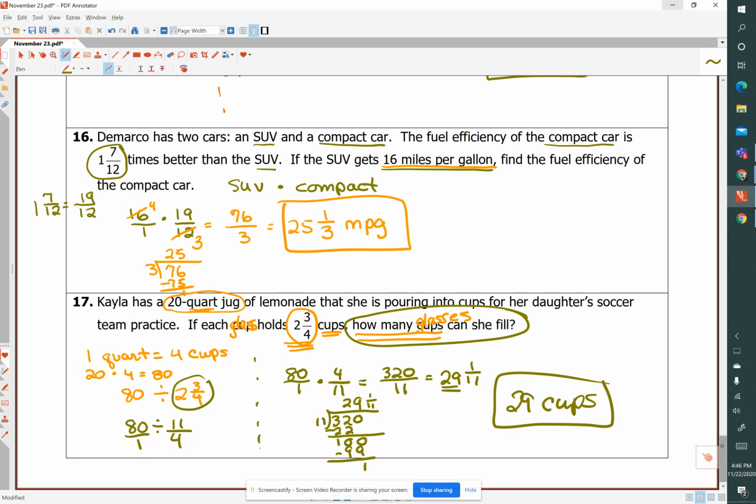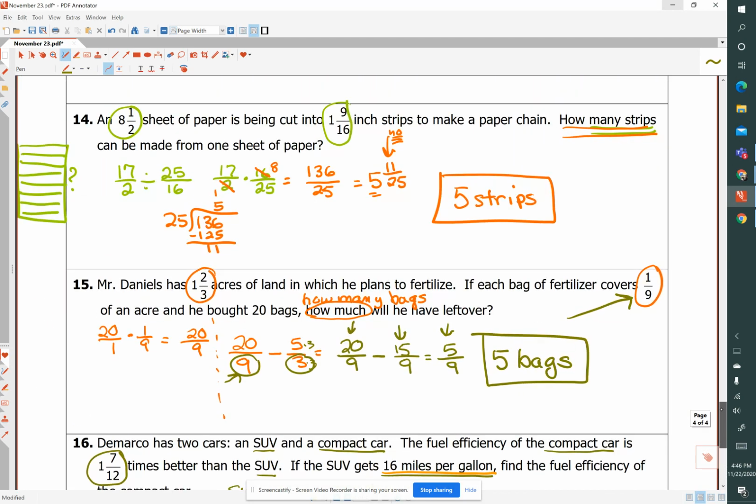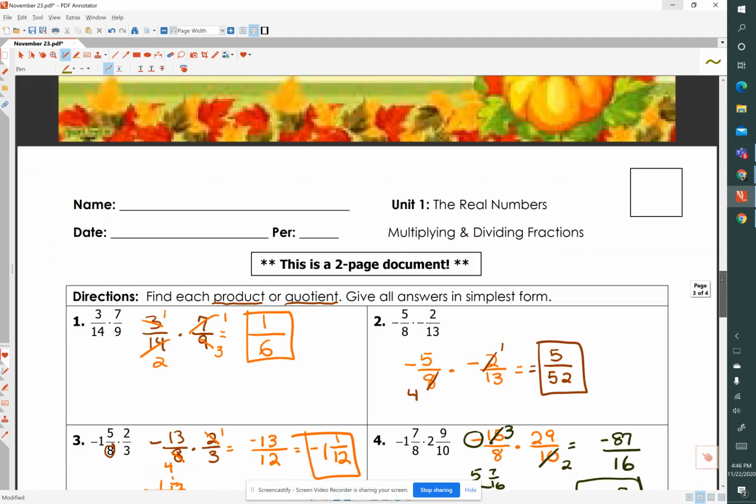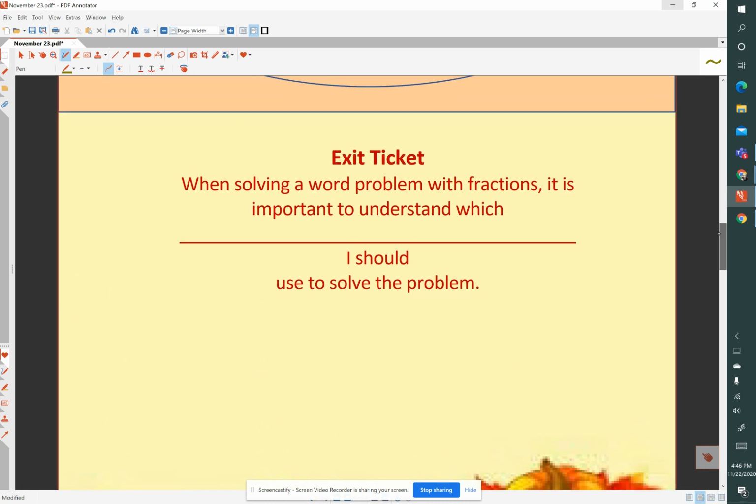So those are a little tricky. The word problems are a little tricky to do. So let's go back to our exit ticket. When solving a word problem with fractions, it's important to understand which operation I should use to solve the problem. And it's important to read these problems over and over again. And the more you solve, the better you'll get at it. And the more you do, I know you'll be great.